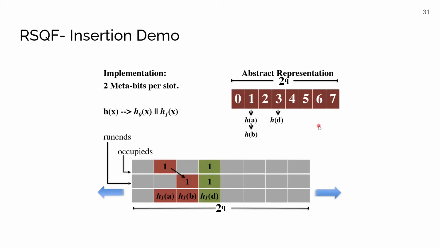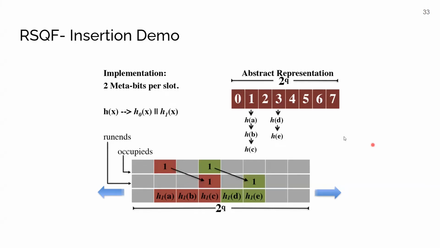Similarly, if we add D, then we directly store it in the third bucket in the abstract representation, whereas we store it in the third position with occupieds and run-ends bit set to 1 in the RSQF. And if we insert an element E, which belongs to the same run, we do the same as before, where we unset the previous run-ends bit and set the new run-ends bit.